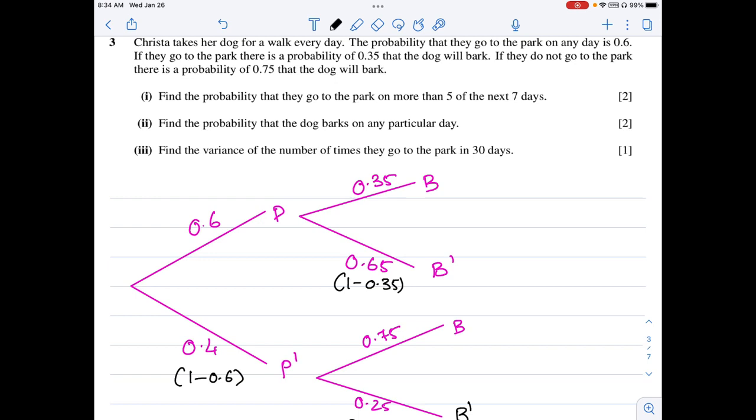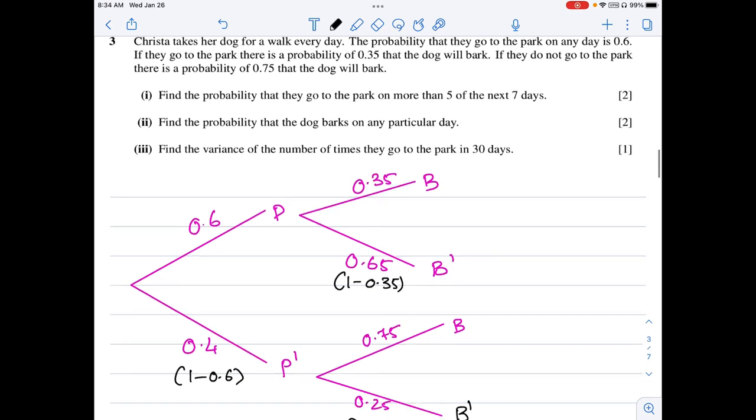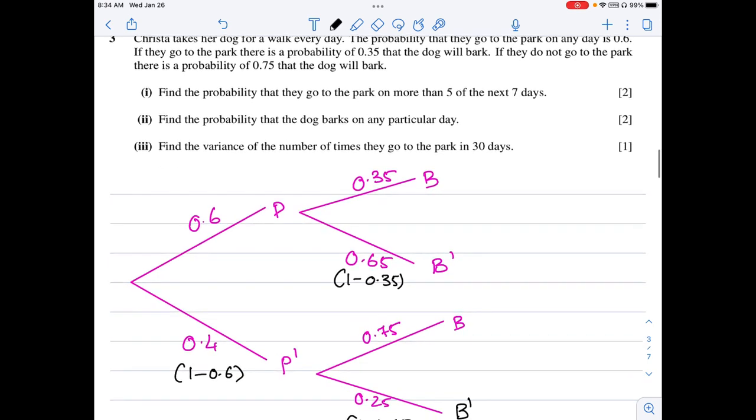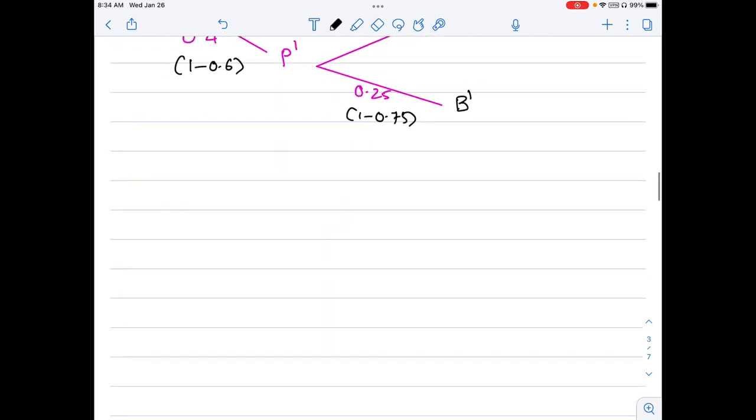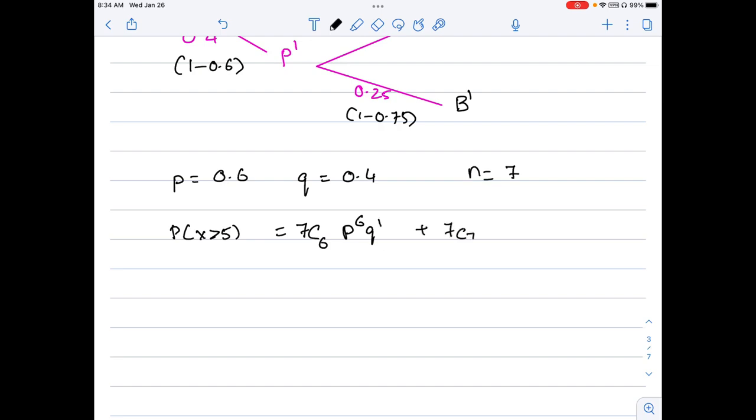Find the probability that they go to the park on more than 5 of the next 7 days. Over here, success is going to the park, which is 0.6. Failure will be not going to the park, 0.4, and n is equal to 7. And I want greater than 5. So it should be 7C6, success 6 times, failure 1 time, and 7C7, success 7 times, failure 0 times.